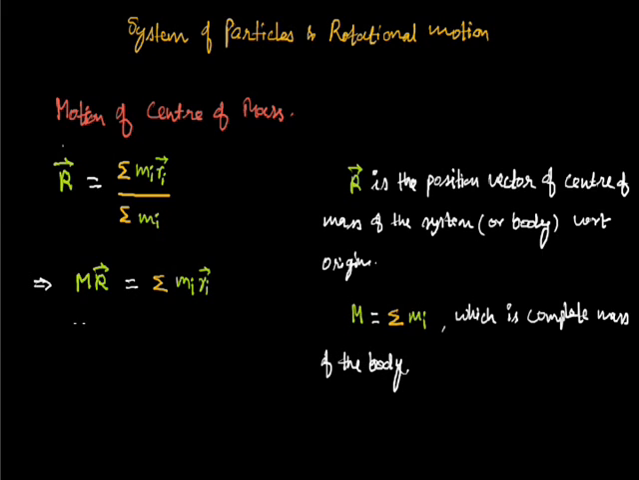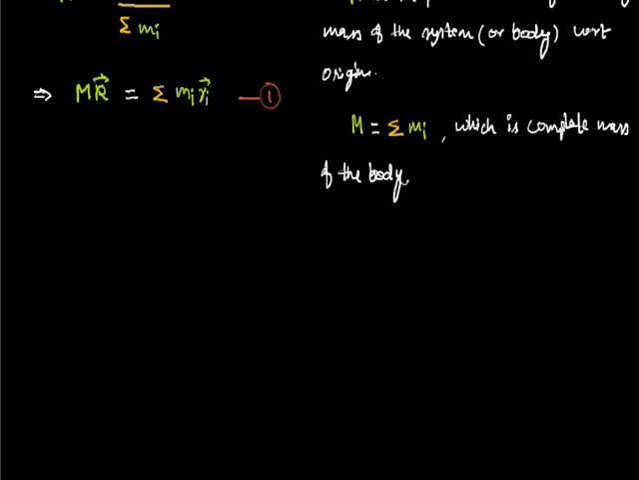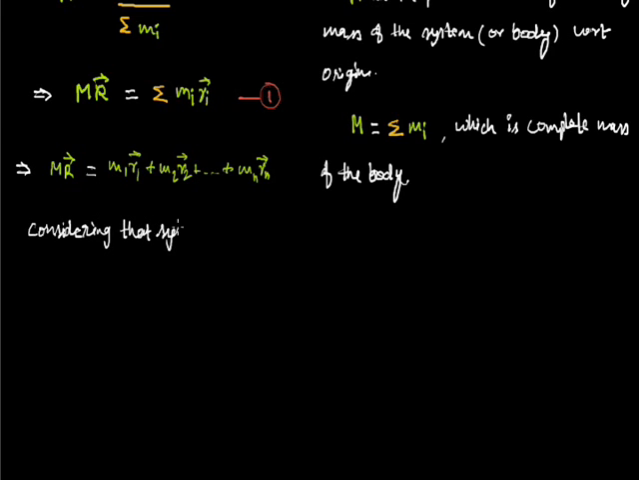Now, if we take the equation MR equals sigma mi ri as equation number 1, the same equation we can represent as MR equals m1 r1 vector plus m2 r2 vector, and up to mn rn vector, where we are considering that the system has n number of mass particles. Again, this is the same equation, equation number 1.